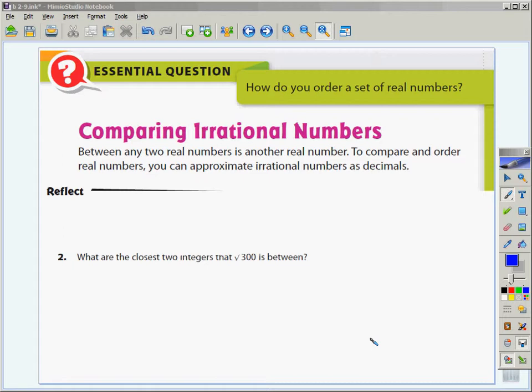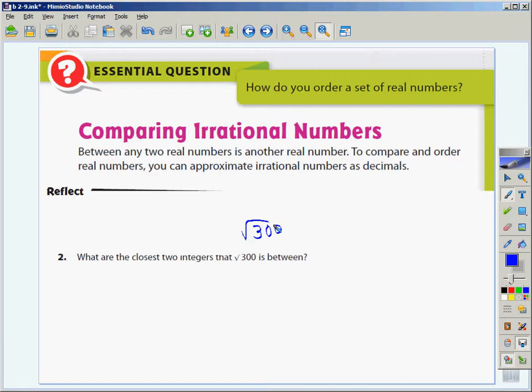So, in order to do that, we've got to understand just a very general concept of what we did the first day we opened up this particular packet, how to estimate a square root. So let's take a look at, in the reflect section, the square root of 300. Okay? When we're estimating this, again, it helps if you know your perfect squares.